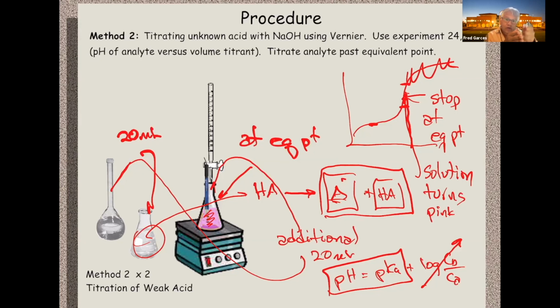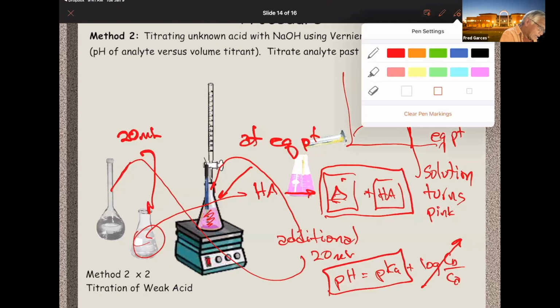But now you take that Erlenmeyer flask and you force the acid and its conjugate to be equal. And when you measure the pH, that pH should equal the pKa. That's method 2. Much easier than method 1, but again, more chances of error. So let me go ahead and clear this.